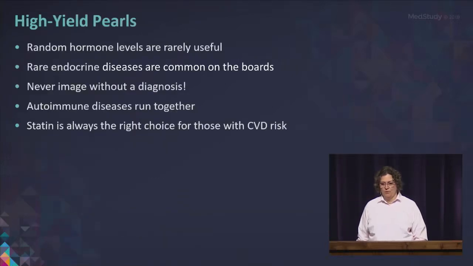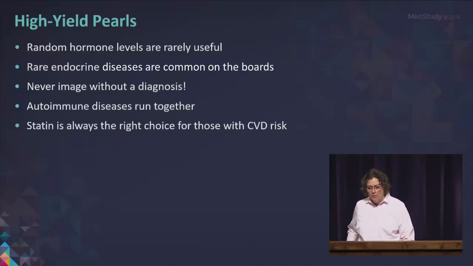So the pearls. Random hormone levels are rarely useful in endocrinology. Rare endocrine diseases are common on the boards, unfortunately, so you need to think about them. Never image without a diagnosis. Autoimmune diseases run together, and statin is always the right choice for those with cardiovascular risk. So statin benefit, need statins.